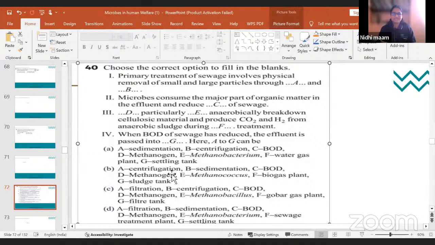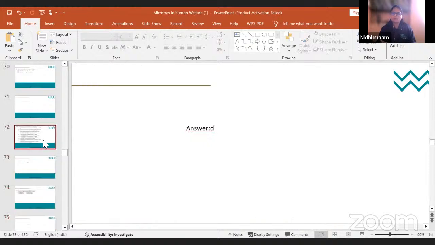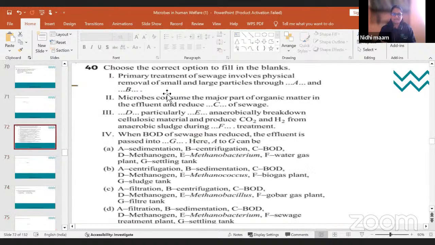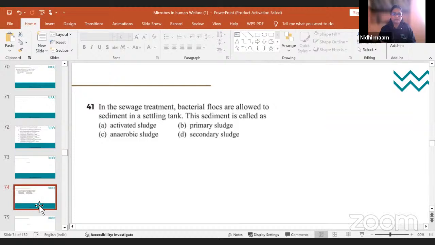So A here is filtration. Let us check the answer. The right answer is option D. A is filtration, B is sedimentation, C is BOD, D is methanogens, E is methanobacterium, F is sewage treatment plant, G is settling tank. So option D is the right answer, correctly answered by Lakshmi and Birappa on YouTube.